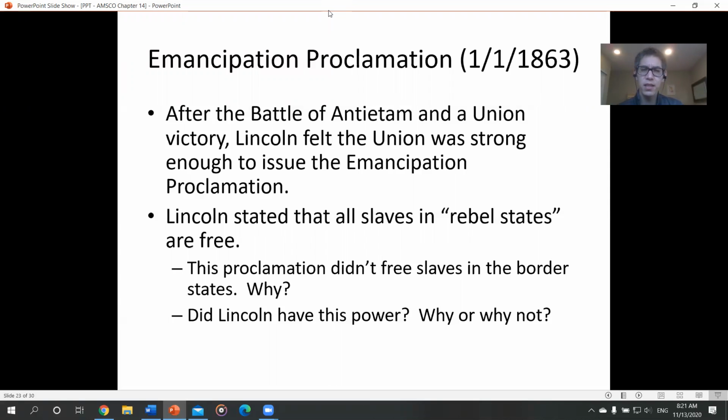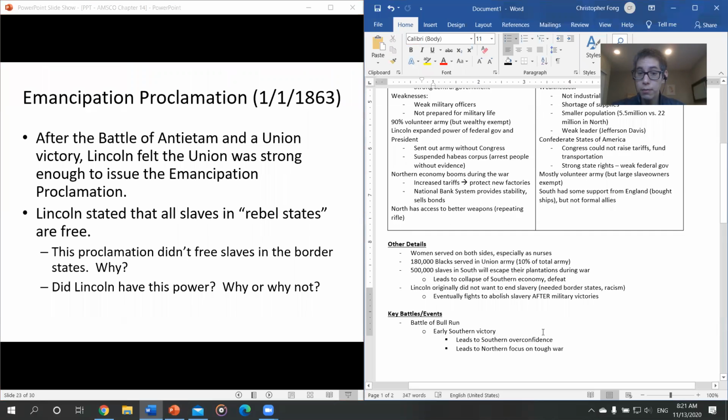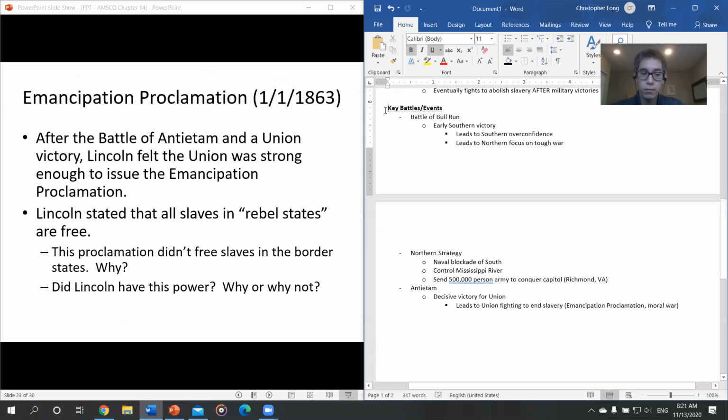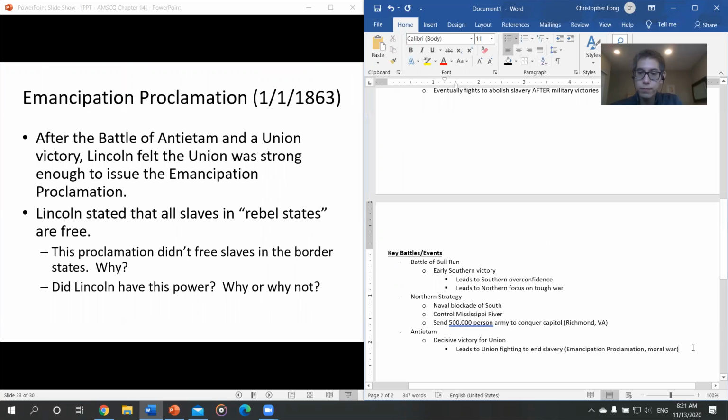And then secondly, Lincoln didn't even have the power to do this. The rebel states, the South, the Confederacy, they're fighting a civil war against him. And so the Emancipation Proclamation is symbolic, certainly, but it doesn't actually do anything.